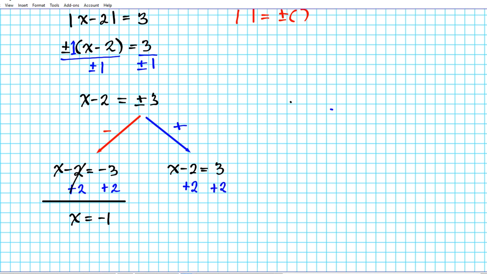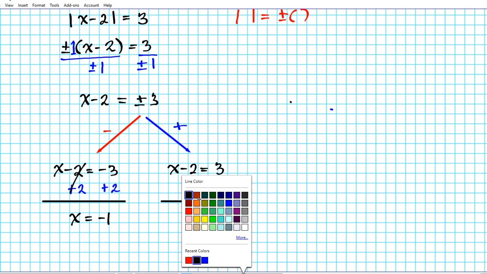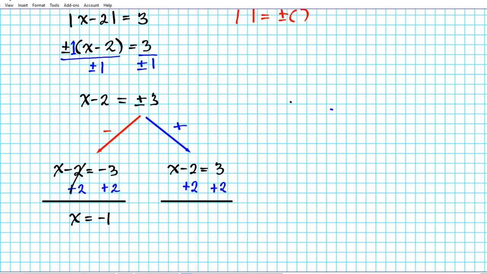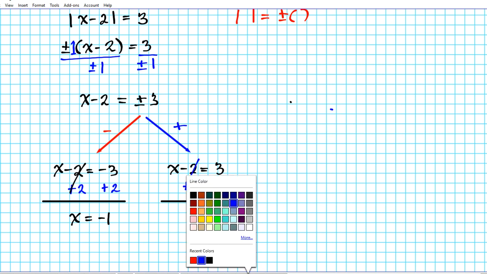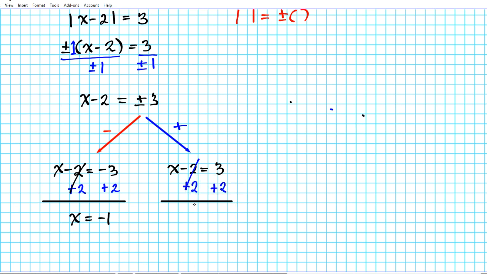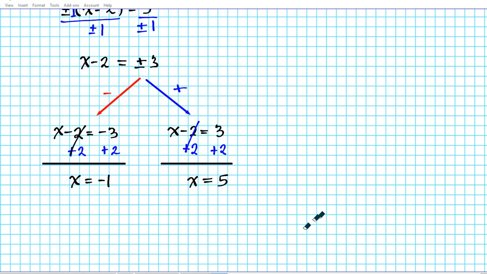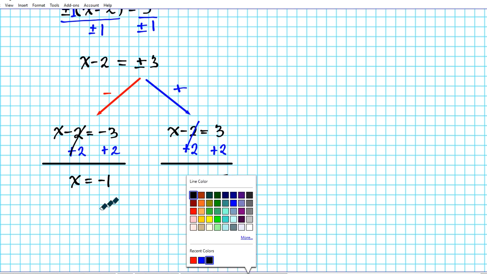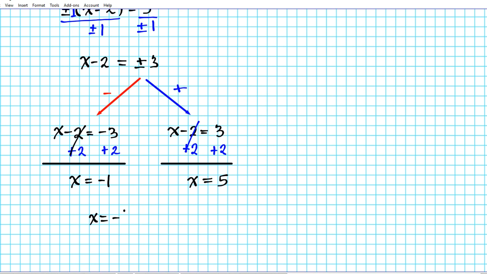So you add 2 to both sides of the equation, and then those 2 minus 2 plus 2 add up to 0, and we're left with x equals 3 plus 2, which is 5. Those are the two answers for our absolute value equation. So let's go ahead and write down our solutions. Our solutions are going to be x equals negative 1 or x equals 5.